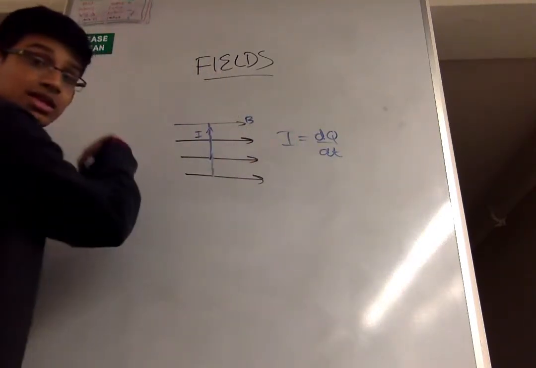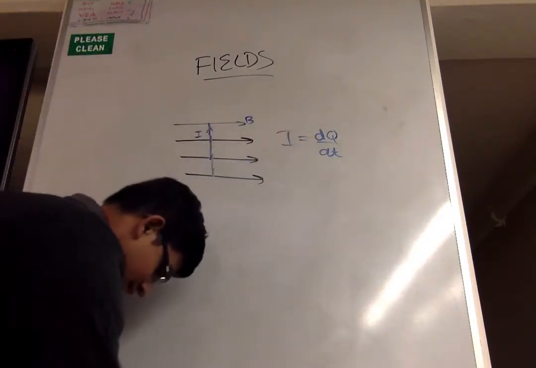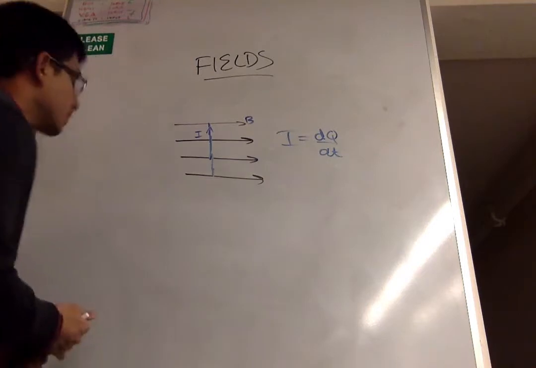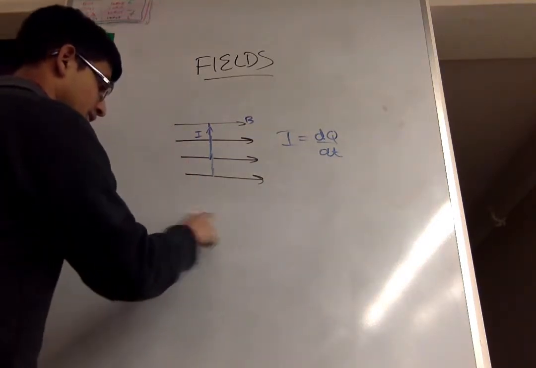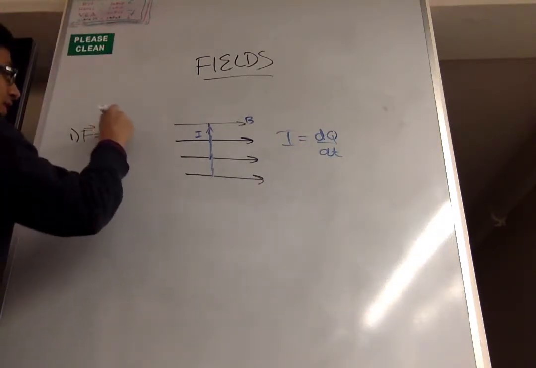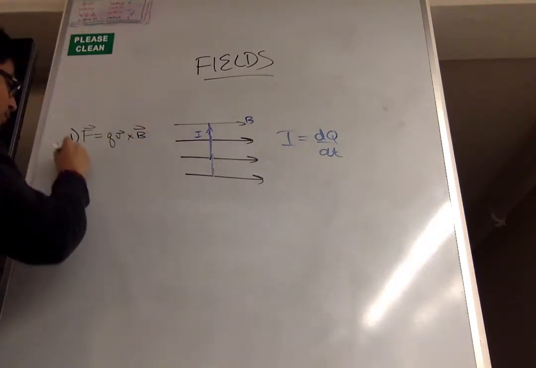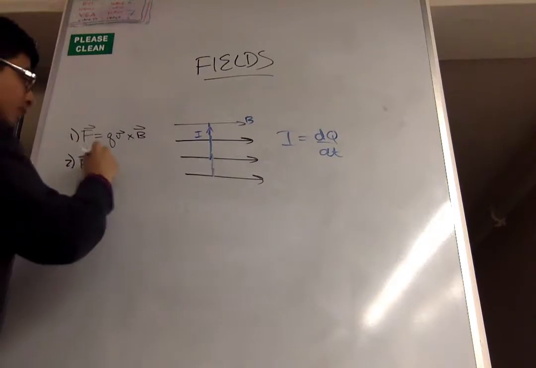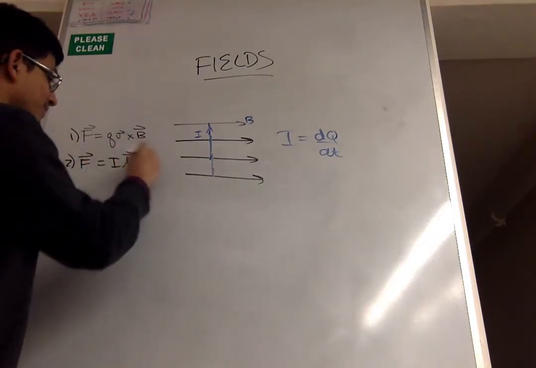Let me actually make a list of all the formulas that we need to know right here so we don't forget. Here's a list of all the formulas. Force is equal to q v cross B. This is your first one. Your second one, the one we just found together, was force is equal to I L cross B.